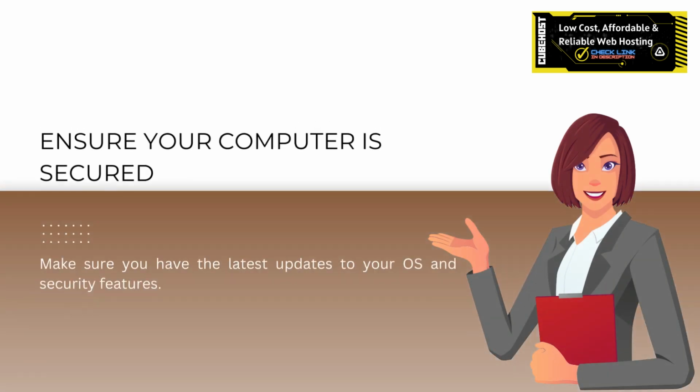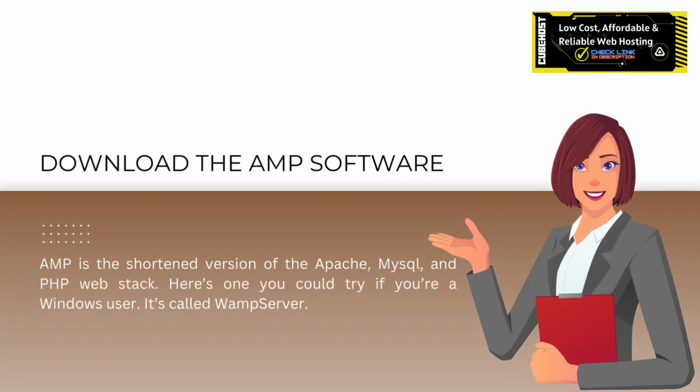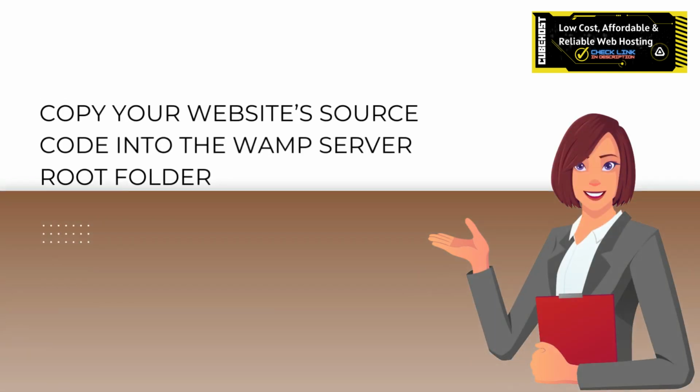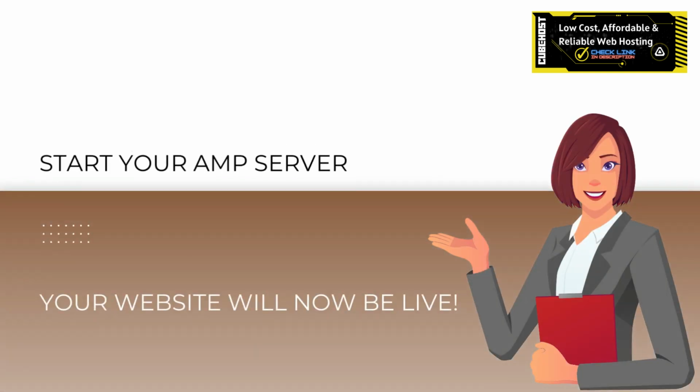Ensure your computer is secured. Make sure you have the latest updates to your OS and security features. Download the AMP software. AMP is the shortened version of the Apache, MySQL, and PHP web stack. Here's one you could try if you're a Windows user. It's called WAMP Server. Copy your website's source code into the WAMP Server root folder. Start your AMP server. Your website will now be live.